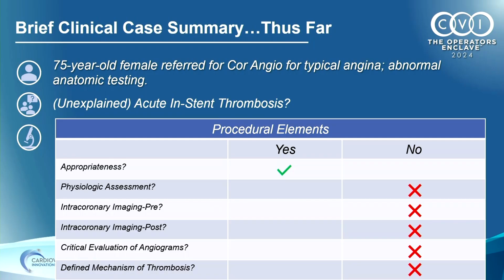And so I think this is probably a good enough time to recap a little bit about what we know so far. We have a 75-year-old female that was referred for coronary angiography for typical angina and abnormal anatomic testing. But we don't really have a good idea about why this patient had all of a sudden acute unexplained in-stent thrombosis. When we're looking at some of the procedural elements, there really wasn't a physiologic assessment, and maybe there wasn't a need to be, given the coupled symptoms as well as the defined coronary anatomy. But there was no intracoronary imaging pre-intervention or post-intervention, nor was there a critical evaluation of the angiograms looking to define the mechanism of thrombosis.